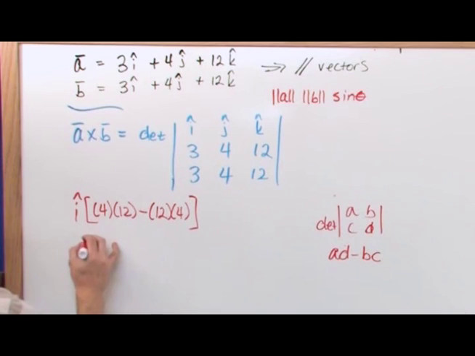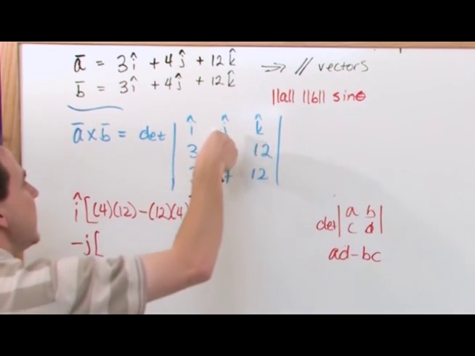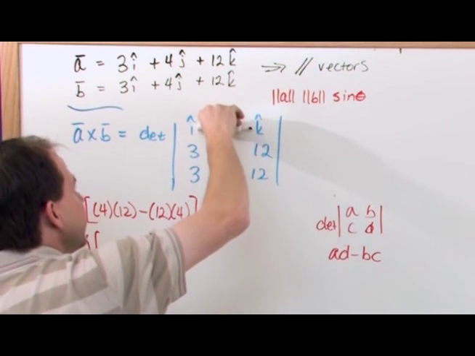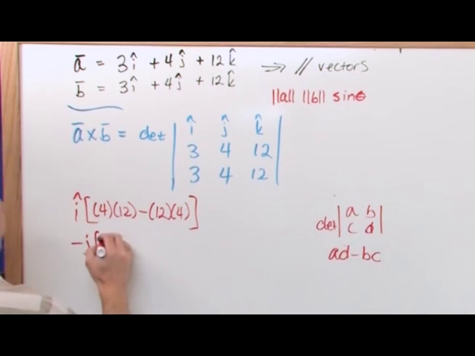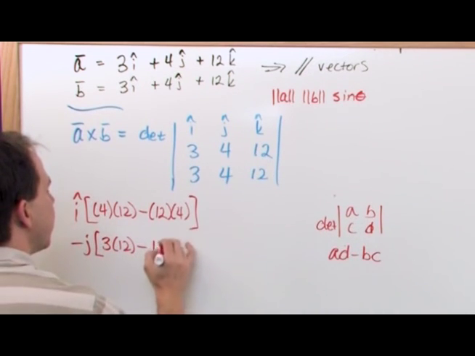To work on the J component, you go next, but you always have to put a negative sign out in front of your J and calculate that. Now you cover this column up here and cover this column up, so you only have these two numbers and these two numbers. Doing the determinant, 3 times 12 minus 12 times 3.